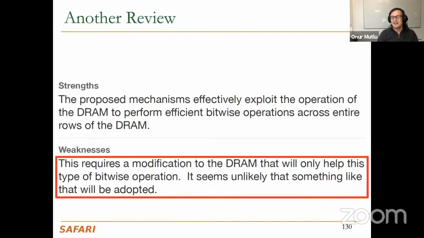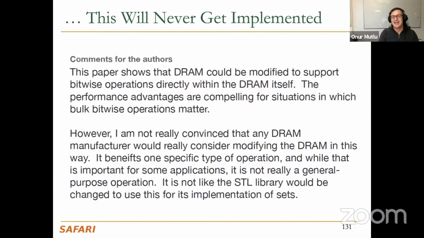Okay, another review. This requires a modification to DRAM that will only help this type of bitwise operation. Again, it seems unlikely that something like this will be adopted. They're not evaluating the idea, they're evaluating speculation. You never know, basically, what will be adopted. Again, machine learning was not adopted until GPUs showed that it's feasible, right? So basically, reviewers need to have some good insight and should not really reject papers because of these speculative reasons. Again, another review. I can show you all these reviews that say this will not get implemented.